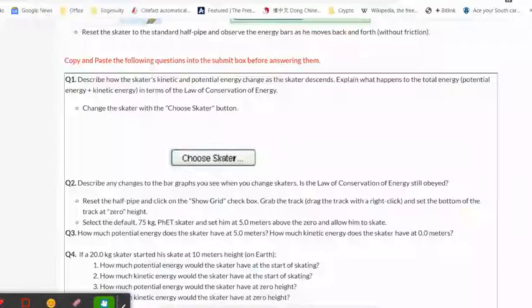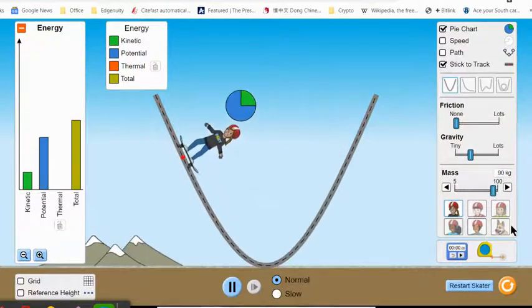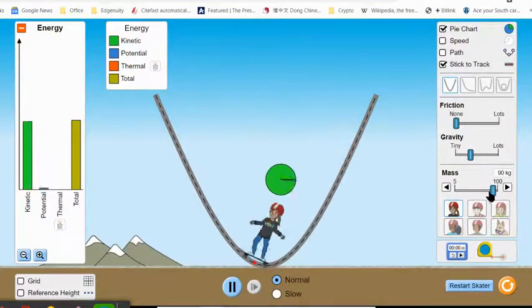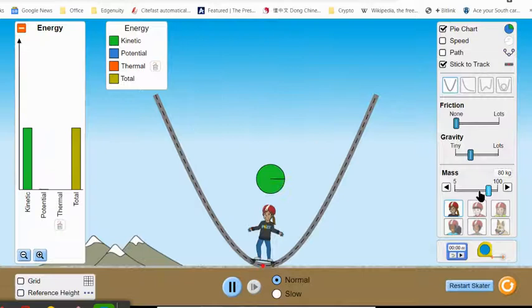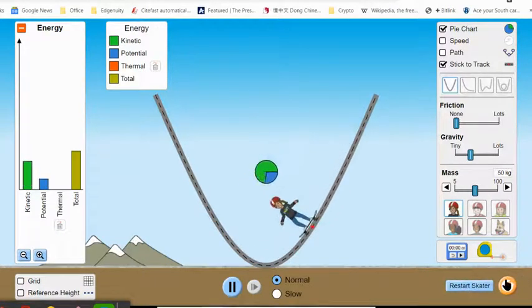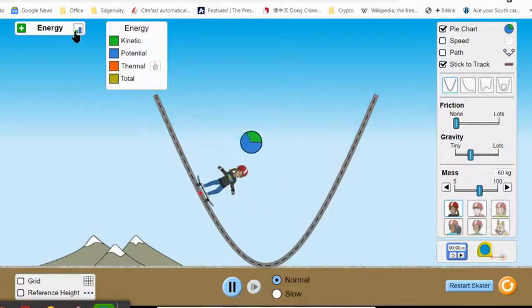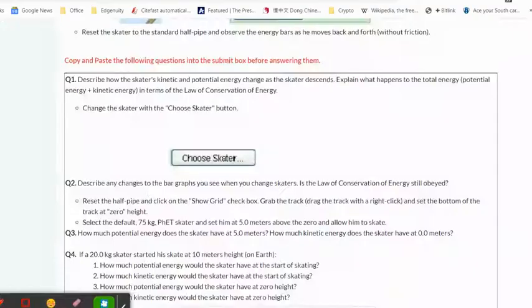So that should give you enough information to answer that. Describe any changes to the bar graphs you see when you change skaters. In the old version, when you change skaters, it changed the mass also. In this one, you have to actually change the mass. Let's go back to 50. There we go. Pie chart and energy. There we go. So, okay, we changed the mass. That's the equivalent of the question change skaters.